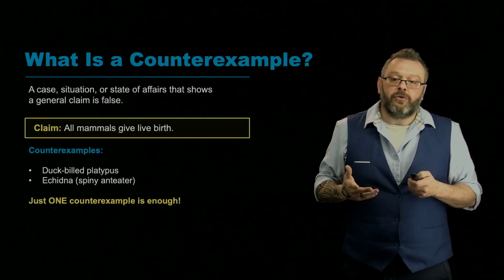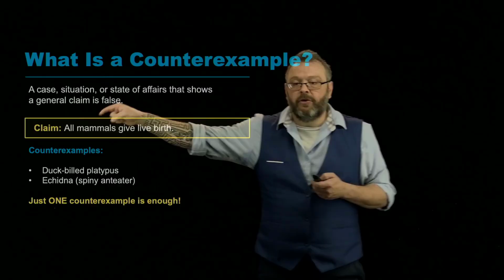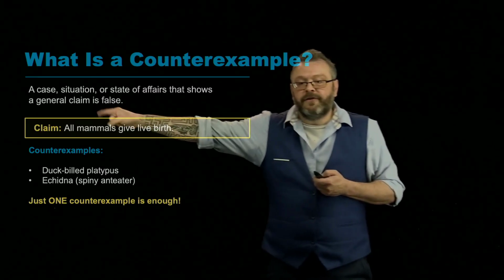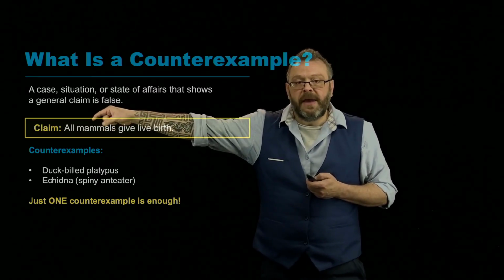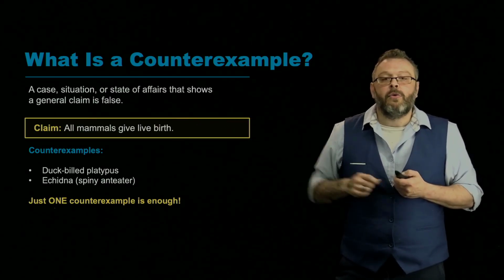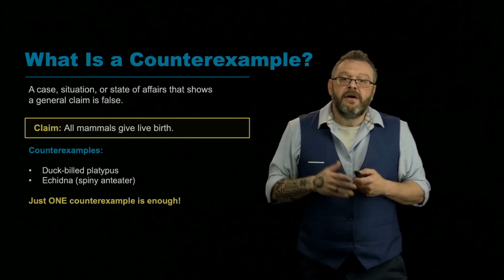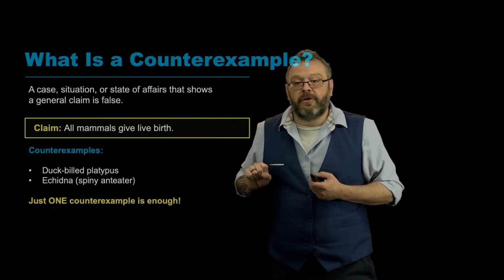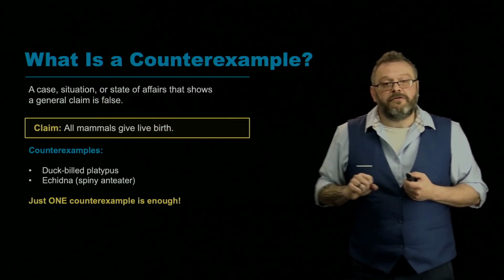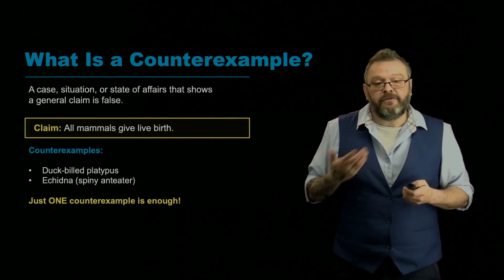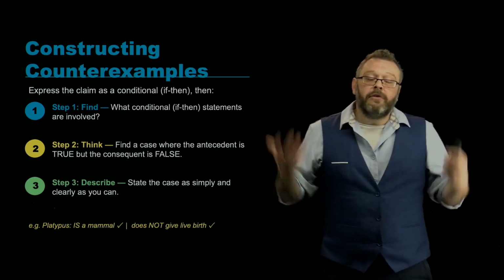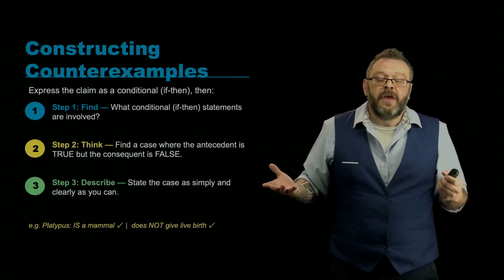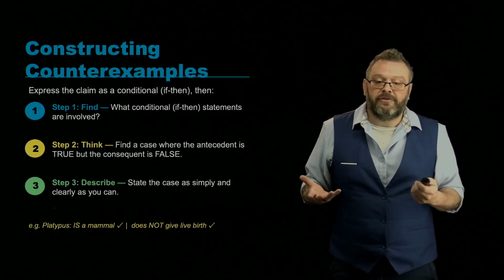Let's go back to all mammals give live birth. So if something is a mammal, then it gives live birth. I want the first part to be true. I want it to be a mammal, but I don't want it to give live birth. This is why a platypus and an echidna both work, right? Because they are mammals, so the first part is true, but they do not give live birth. So the second part is false. That's what we're after. So once we come up with a scenario, a case, all we have to do then is just describe it. And we're done. That's how you build a counterexample.